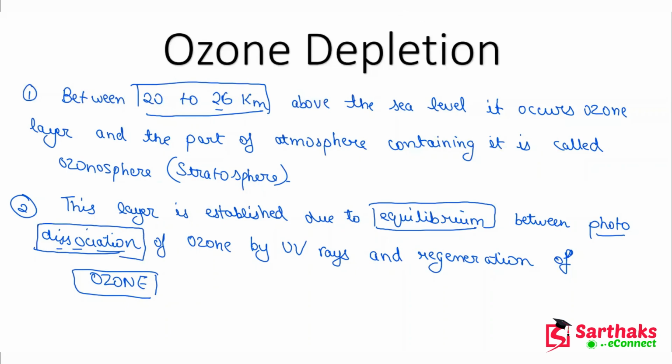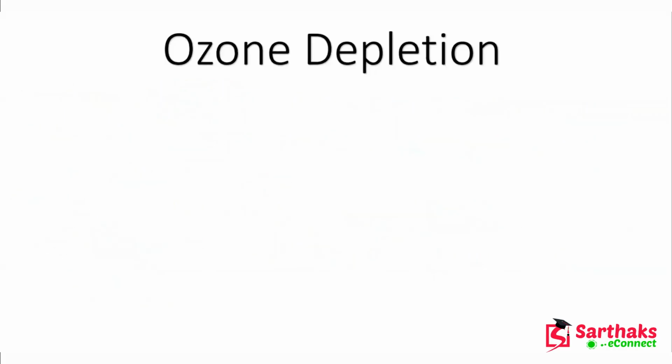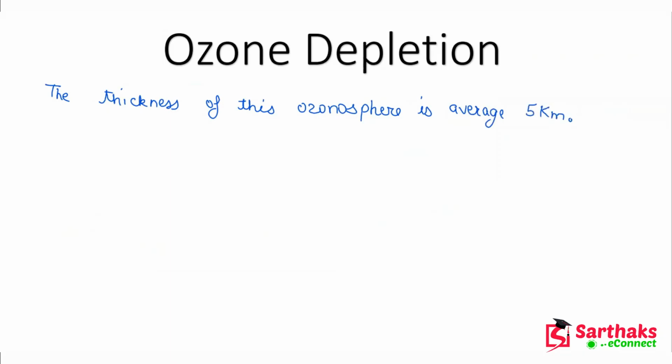Now, the next point in ozone depletion is that the thickness of this ozonosphere is on average 5 kilometers. And the ozone layer acts as a shield.